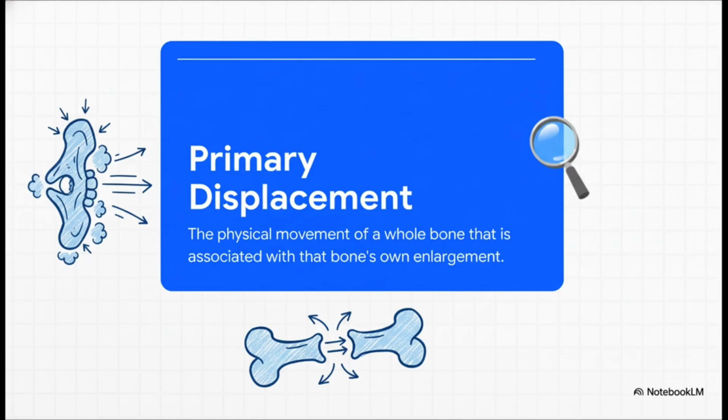Now let's get a little more specific about that movement. When a bone, like your upper jaw, adds new tissue at its connections, at its sutures, it literally pushes itself away from the other bones. That movement, the movement caused by its own growth, is what we call primary displacement.